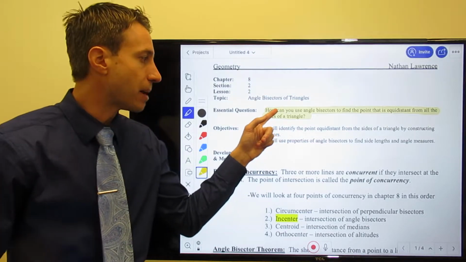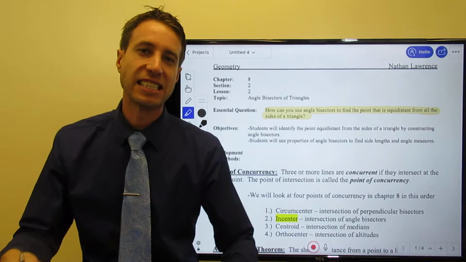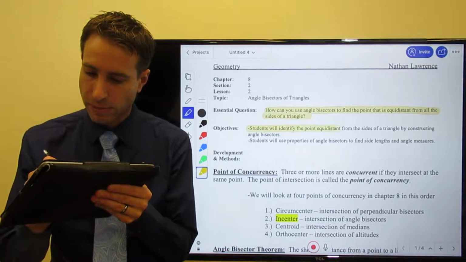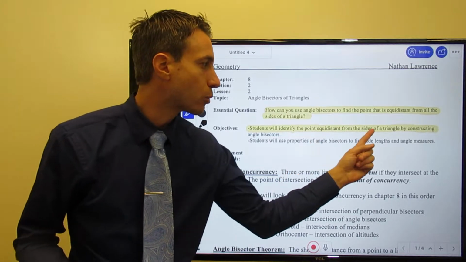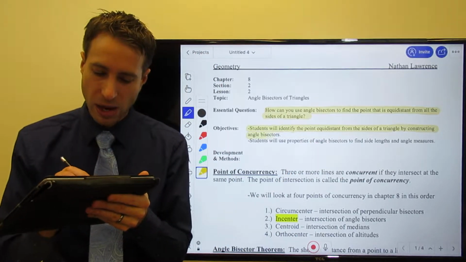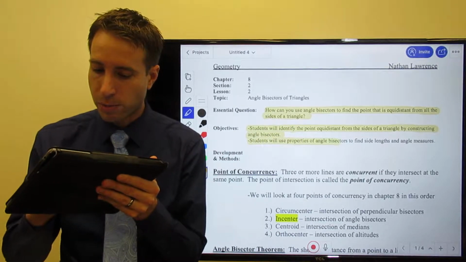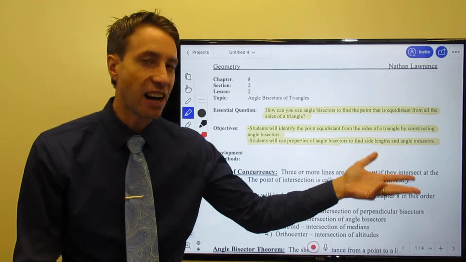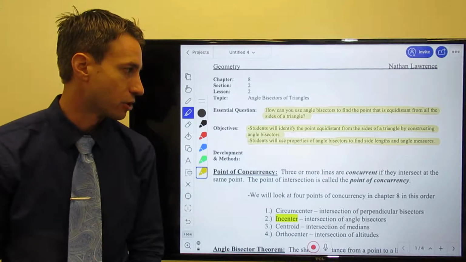This is the question you need to be able to answer. How do you answer that essential question? Well, there are several things that you're going to need to know. Our objectives or learning targets are simply this: you'll need to be able to identify that point that is equidistant from all the sides of the triangle. Once you're able to identify that point, we'll then use its properties to do algebra, to find unknown lengths, just like we've been doing all year here in geometry.